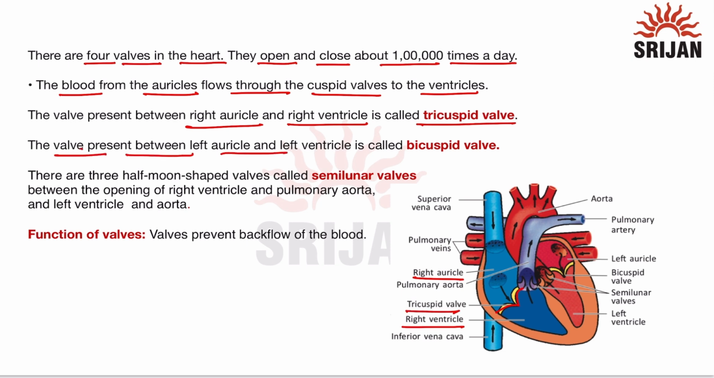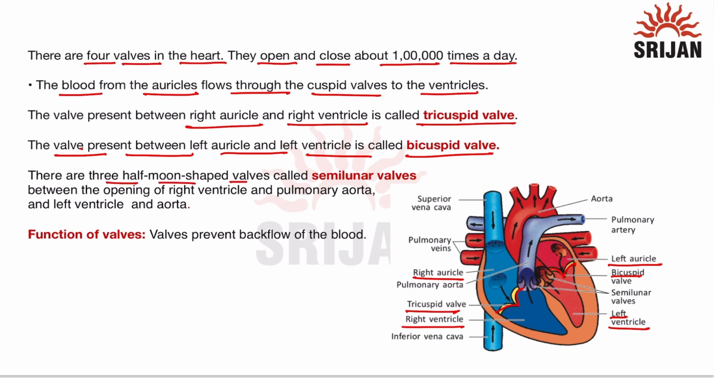The valve which is present between the left auricle and left ventricle is called bicuspid valve. So we can see the left auricle or the left atrium and the left ventricle. When the blood comes from the left auricle to left ventricle, it is guarded by the presence of this valve which is known as bicuspid valve.